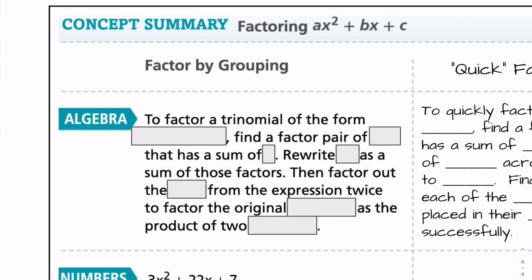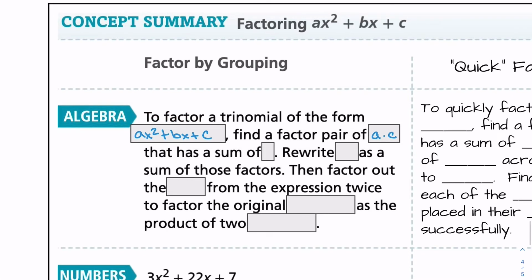So to factor a trinomial of the form ax squared plus bx plus c, we first have to find a factor pair of AC, right? We're going to multiply A times C. And after we do that, we're trying to look for what adds up to B. Remember, we do A times C, and we're looking for what sums up to B. Okay. Now we have to take BX and break it apart. And so from then, we're going to rewrite BX as a sum of those factors.